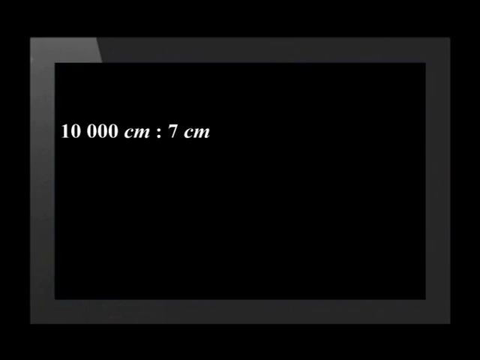Now we have a ratio, but it needs to be simplified. Let's do this. To simplify the ratio to a scale of 1:x, we divide both values by 7. The answer is 1,429 is to 1.